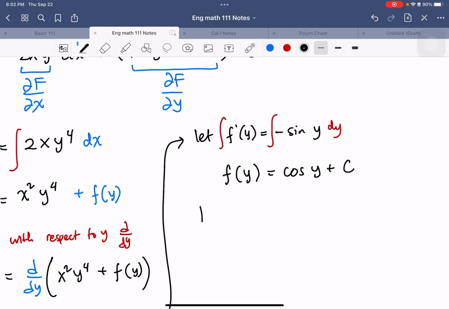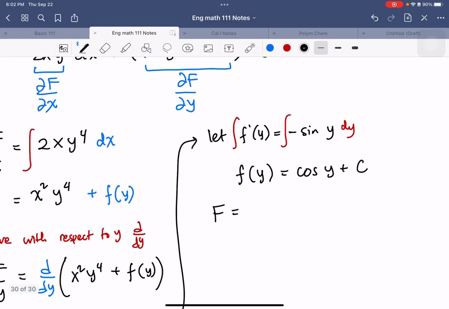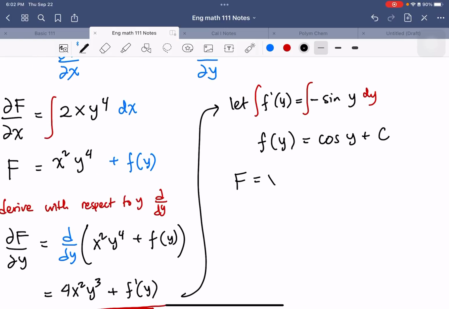So the function will be x squared y power of 4 plus f y is cos y. Let's just say plus a constant, but because it's a constant, we can just say that it will be equal to some constant. Okay? Let's say maybe constant 1, constant 2 to make it understandable.